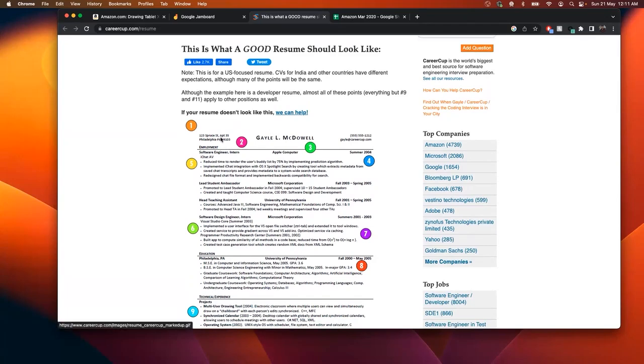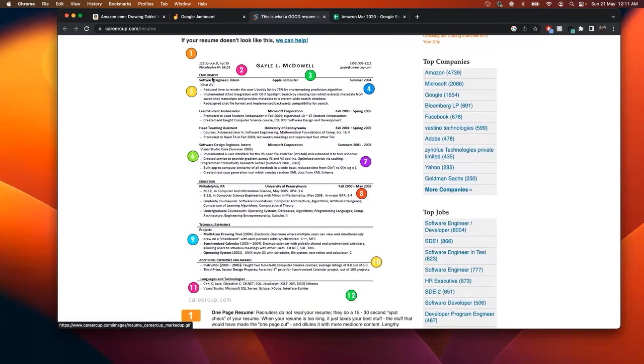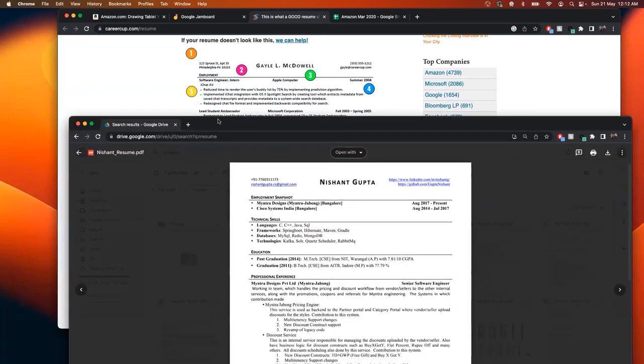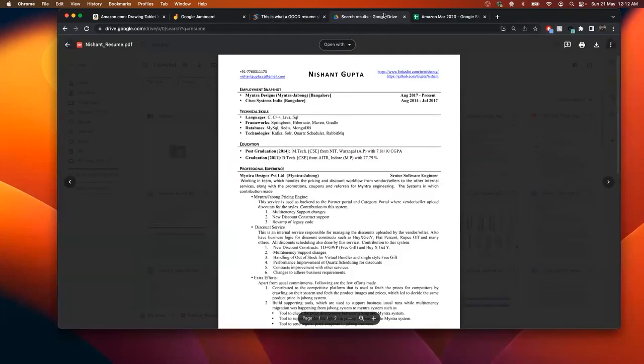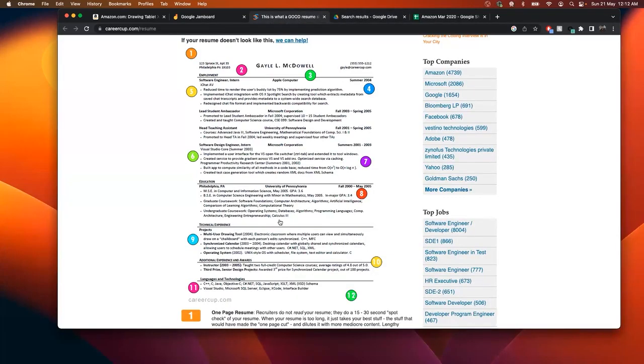Your name should be there, address, your phone number, email ID. Then put the employment snapshot. I will show you how my resume looks like. This is my latest resume, which is more or less the same as this.